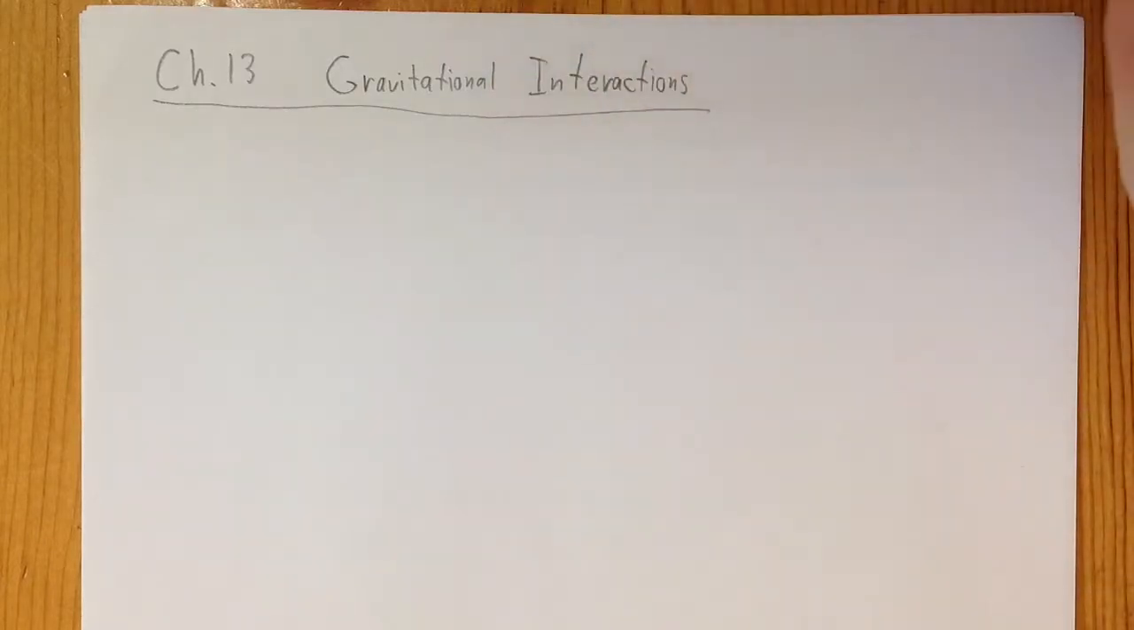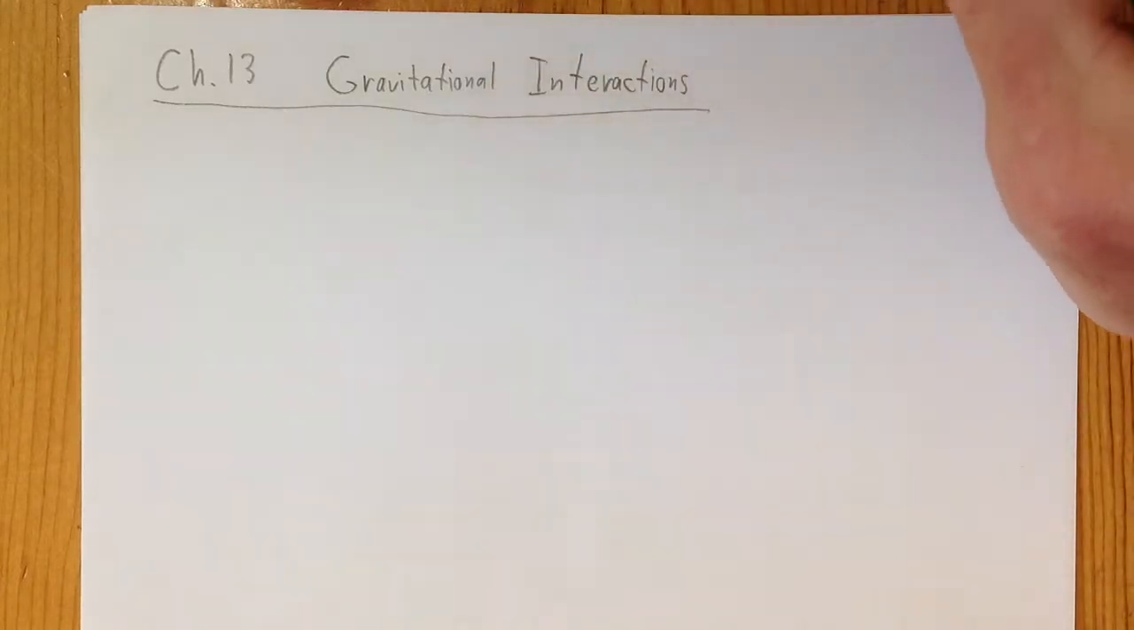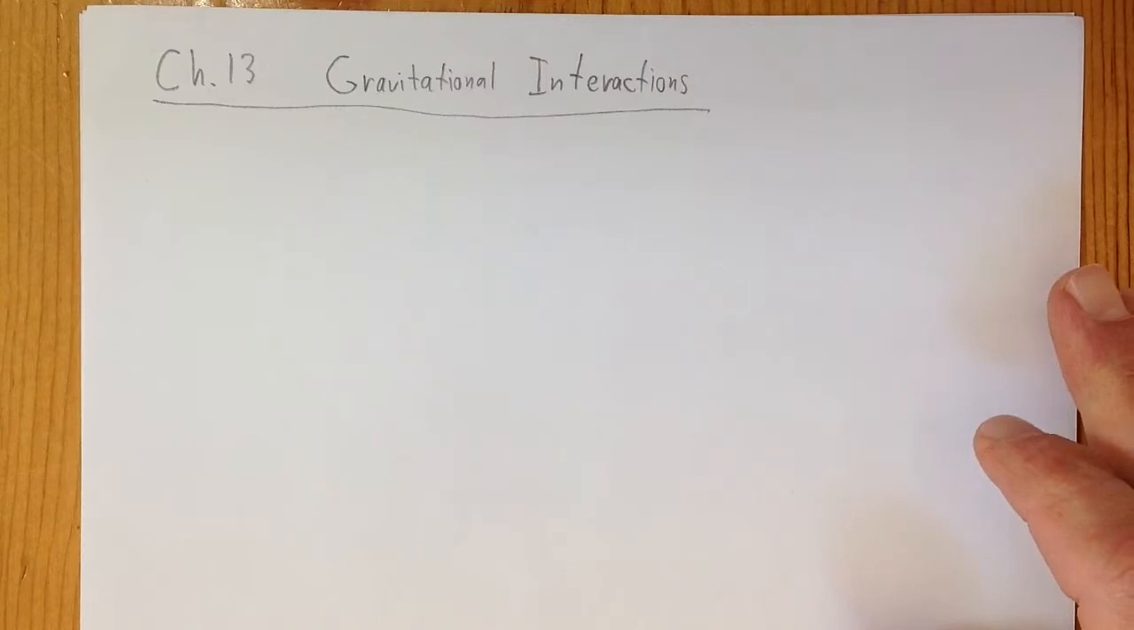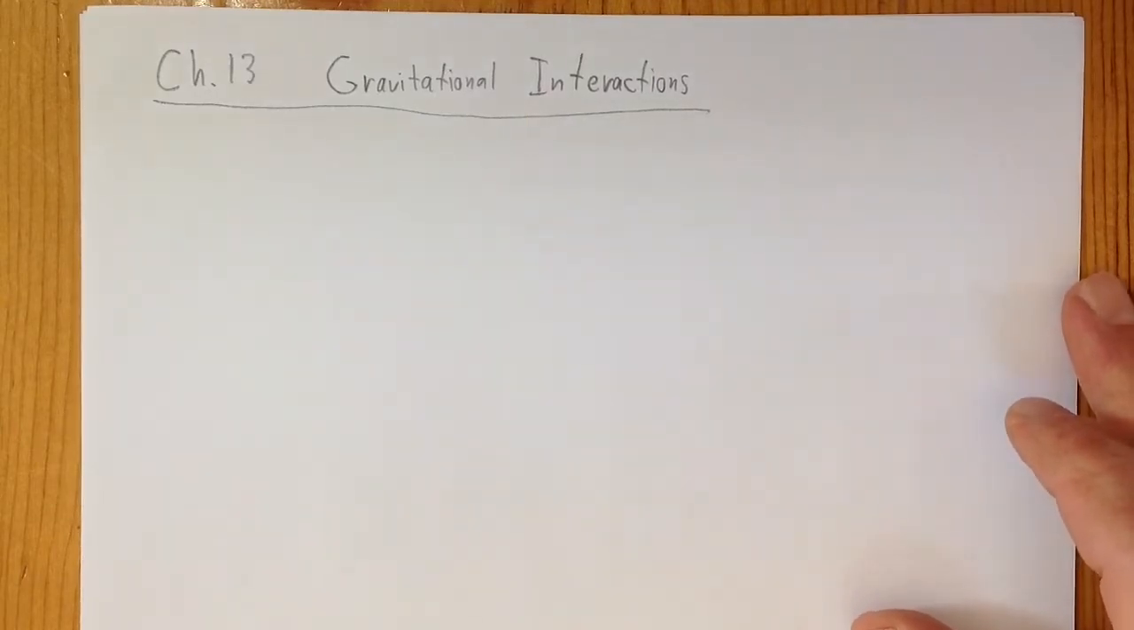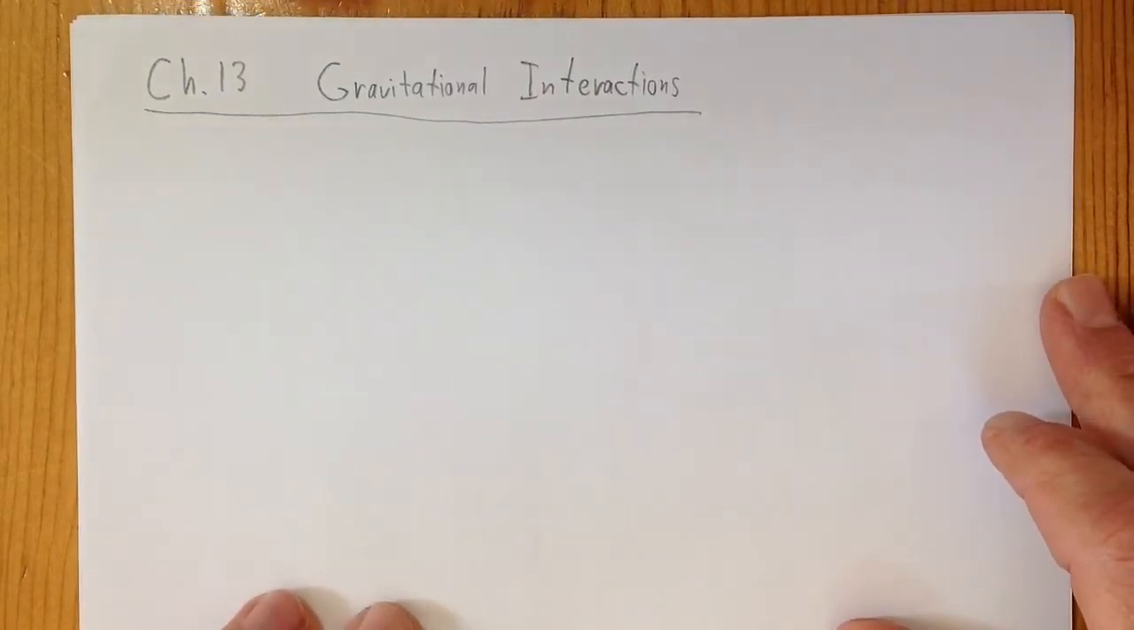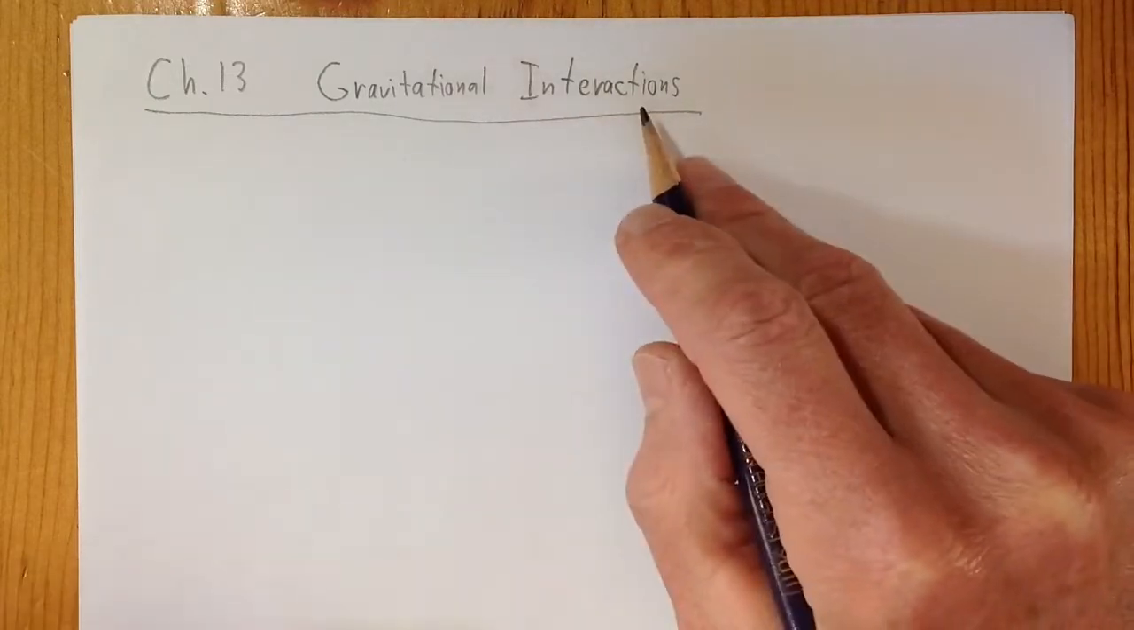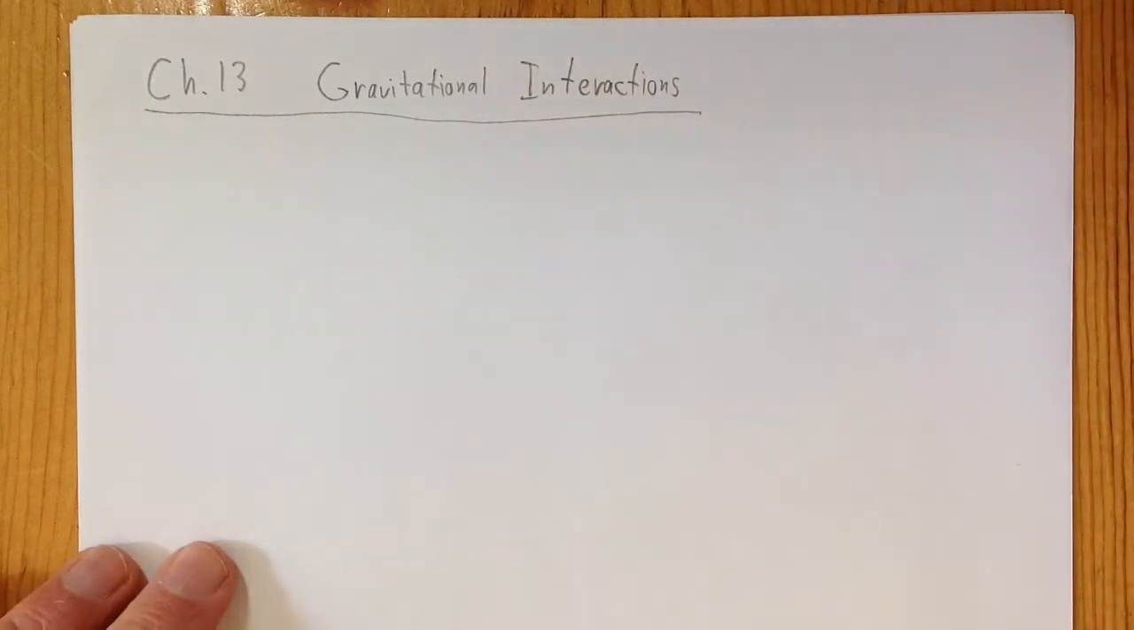Okay, I'll make a video here on chapter 13. There's some confusing, tricky stuff in here, so it'd be good to go over all this stuff. Okay, so it's on gravity and how it interacts with things like us and how moon and planets interact and all that kind of stuff.